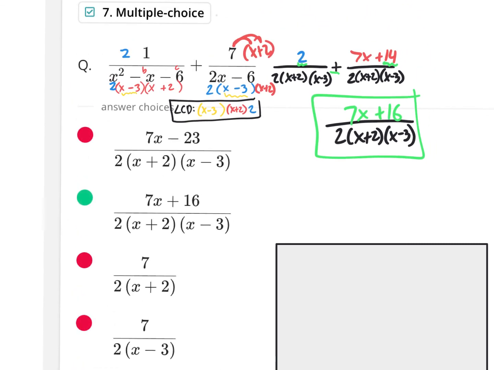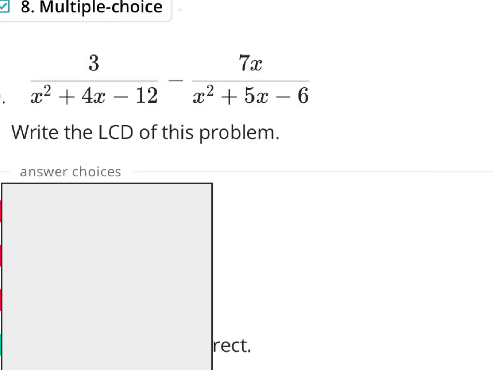All right, let's move on. So this question is a little different than the rest because you're actually going to select the LCD of the problem. So I'm not even asking you to solve it, all right? I'm just saying, what is the LCD? So how do we find the LCD? You've got to first factor.